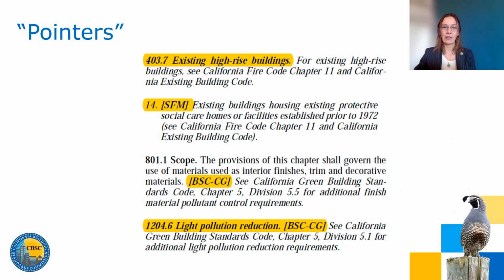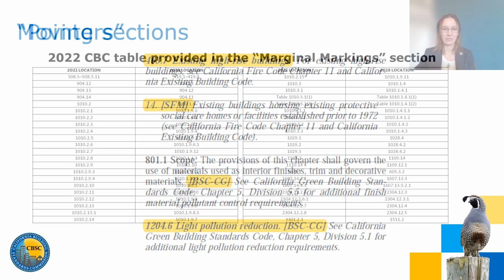Another type of California amendment is a pointer. Pointers refer a user to other parts of Title 24 for additional California-only requirements, such as these typical pointers in the California Building Code, referring the code user to CalGreen, California Fire Code, and California Existing Building Code. Note the use of italics and sometimes a banner.